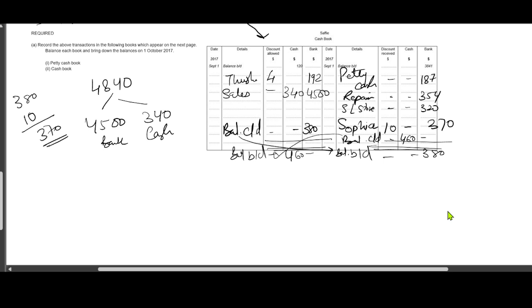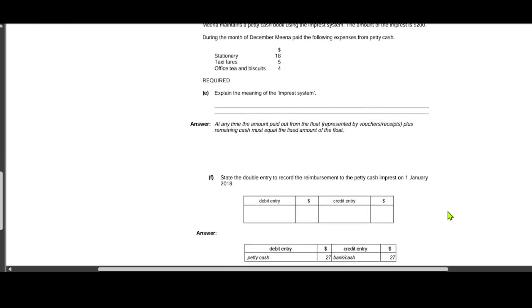Now talking about the next question, which is Meena maintains a petty cash book for the imprest system of 200. And these are their expenses. So total expense 18.5 plus 4 is 27. So in the imprest system, what is the imprest system?